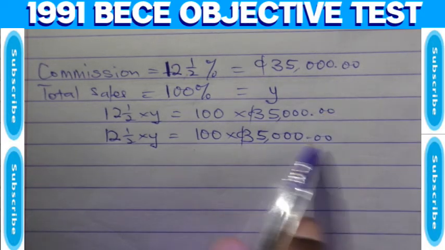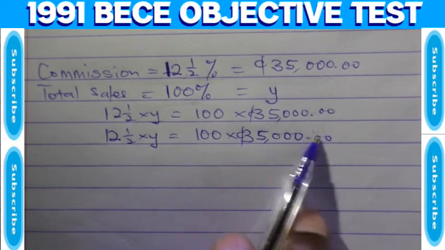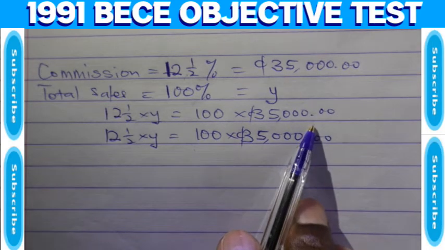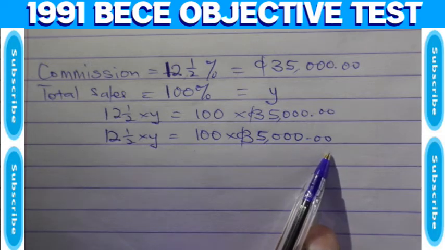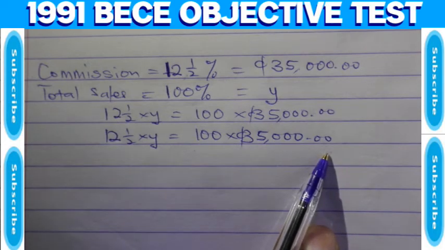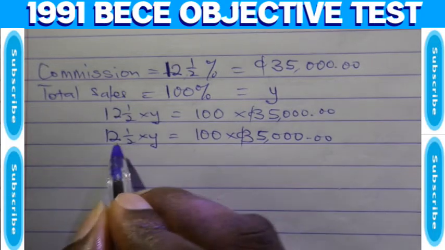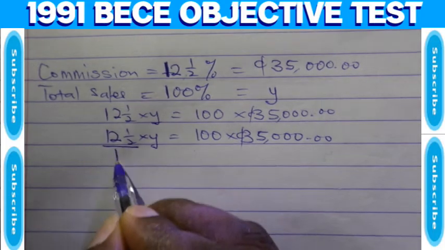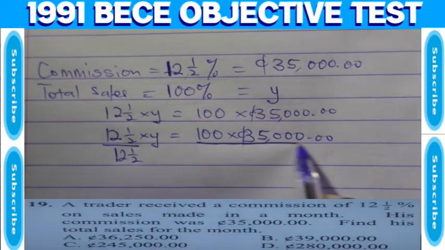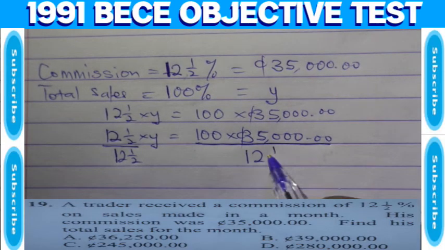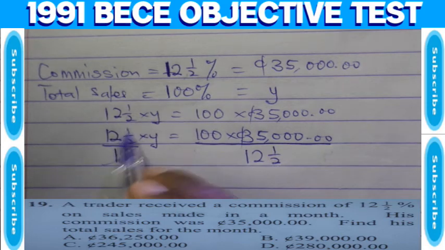This 0.00 over here represents pesewas. There are no pesewas over there. So to solve this, this is how we go about it. There is the need for us to divide here by 12.5, and divide this same place too by 12.5. So this and that will be gone, and then we'll have only y standing over here.